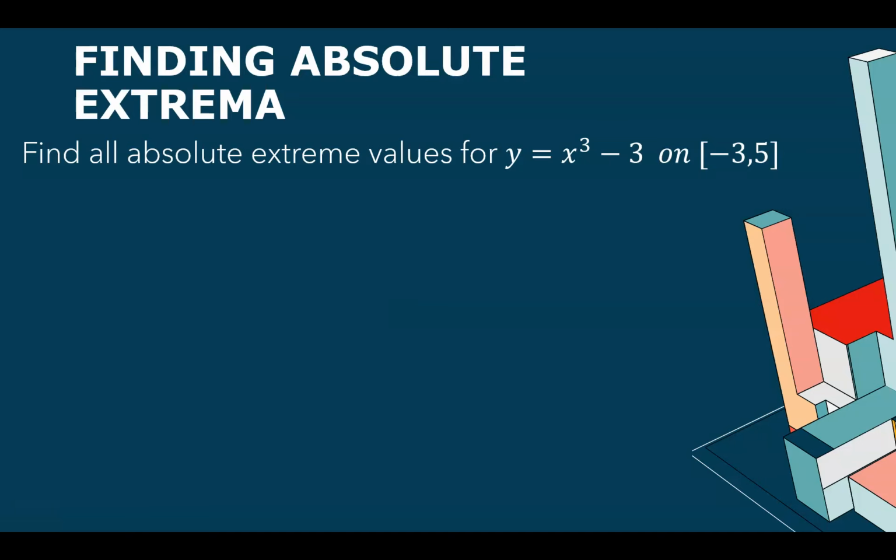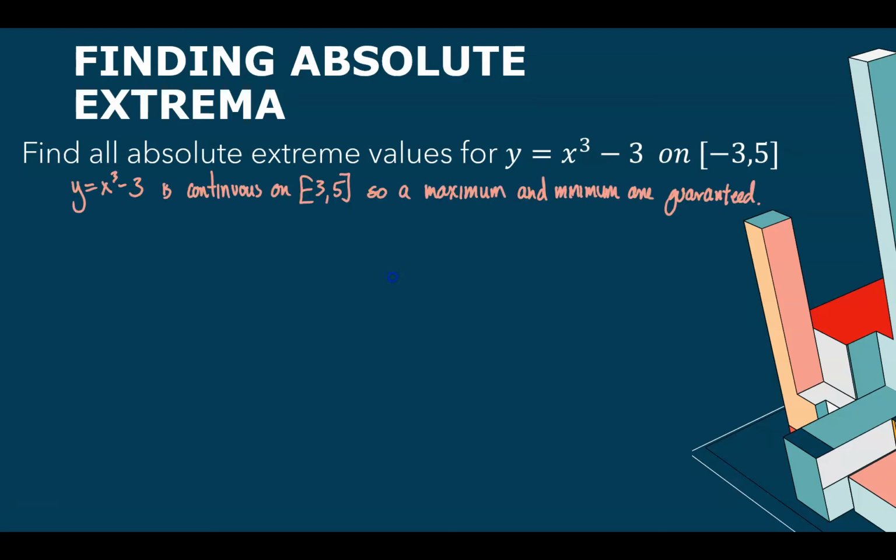So how would we find absolute extreme values for x cubed minus 3 on the closed interval -3 to 5? We already knew x cubed minus 3 is continuous, and now we have a closed interval. So what am I going to say? I'm going to say x cubed minus 3 is continuous on the closed interval -3 to 5, so a maximum and minimum are guaranteed. You could have also finished off with, so the extreme value theorem applies.